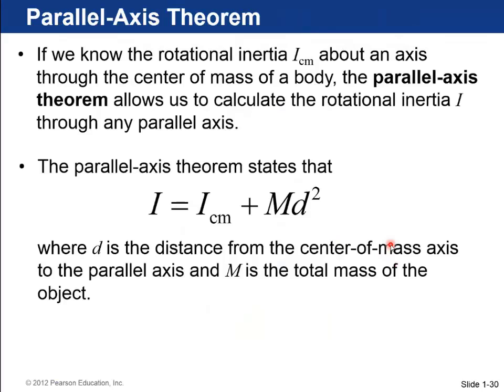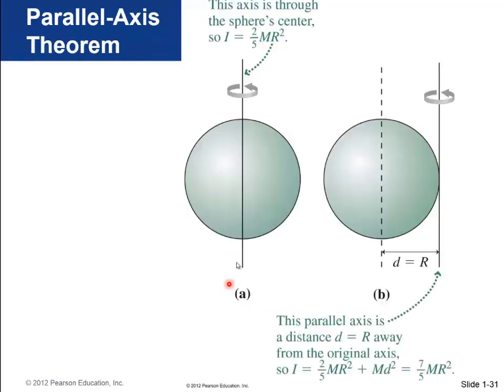Okay, so the parallel axis theorem says that if we know the rotational inertia I sub cm about an axis that goes through the center of mass of a body, then the rotational inertia around an axis that's parallel to that is I_cm plus m times d squared, where d is the distance from the center of mass axis to this new parallel axis, and m is the total mass of the object.